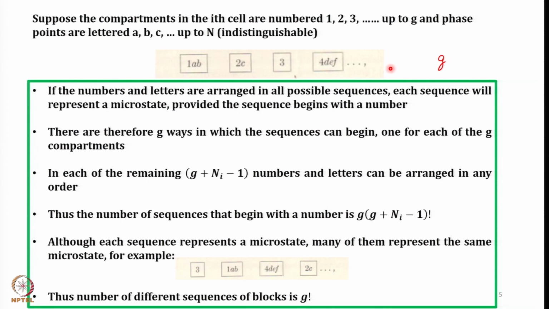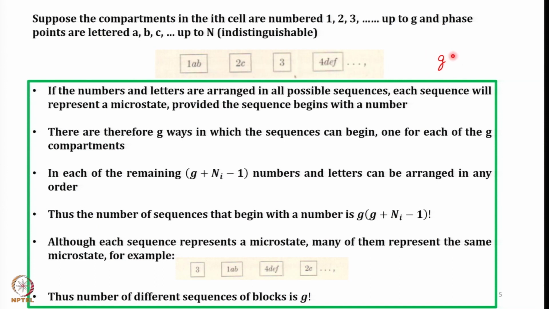So what we have here is numbers and letters, right? If the numbers and letters are arranged in all possible sequences, then each sequence will represent a microstate, provided the sequence begins with a number. I repeat, if these numbers and letters are arranged in all possible sequences, then each sequence will represent a microstate, provided the sequence begins with a number. And we had these compartments up to G.